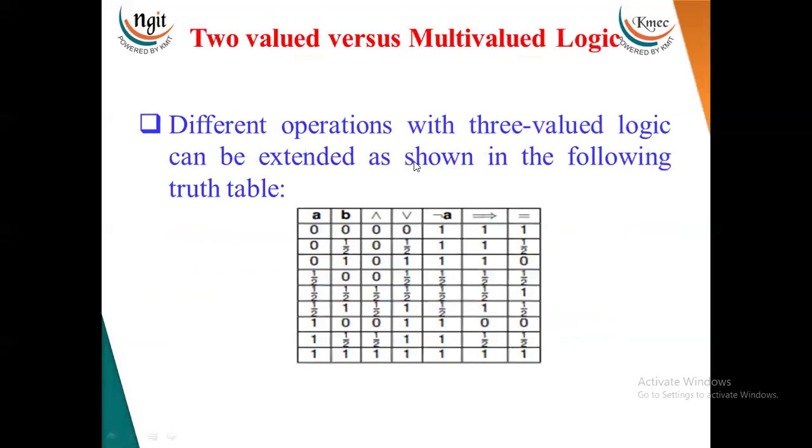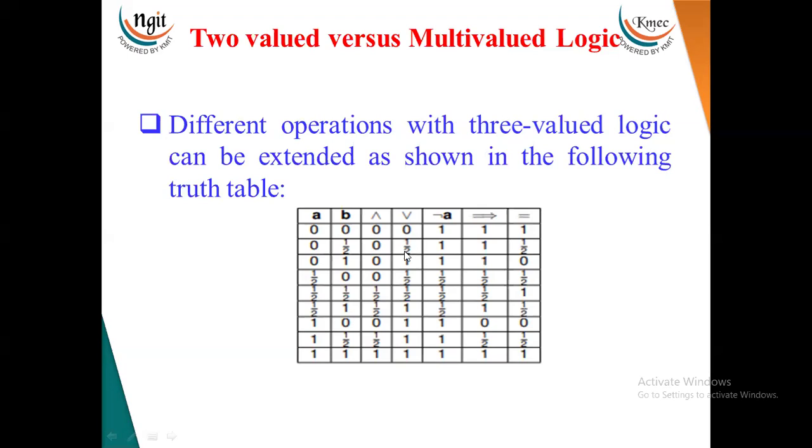Now, two-valued versus multi-valued logic: how are we writing three-valued operators for this particular operation? So we have A, B. If you observe here, A will have the input values 0, 1, and 1 by 2. B is also the same. So this is and, this is or, this is negation, this is implies, this is equal to. So we know the and operation. Okay. So A or B, both should be the same. So it is 0. 0 or 1 by 2. If you take here, this is the OR operator, it is 1 by 2.